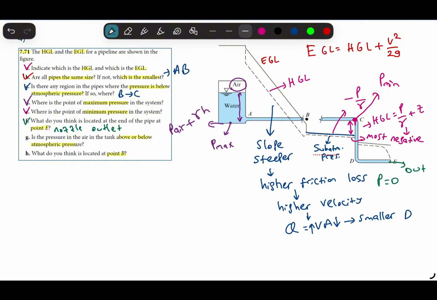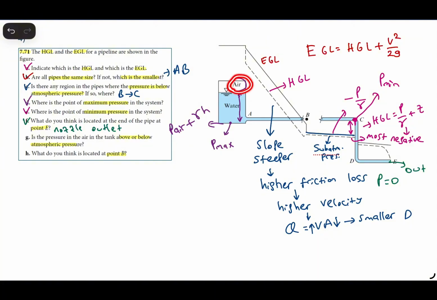G: is the pressure in the air in the tank above or below atmospheric pressure? It is actually above, because if it was open to the air, I mean the atmospheric pressure, it would be zero. But this time we have an additional pressure from the air, so it means we have above atmospheric pressure.